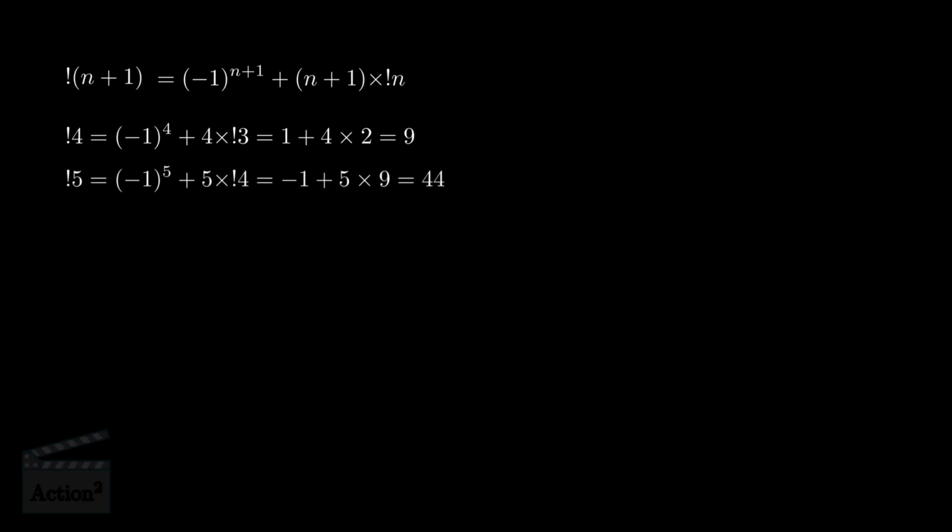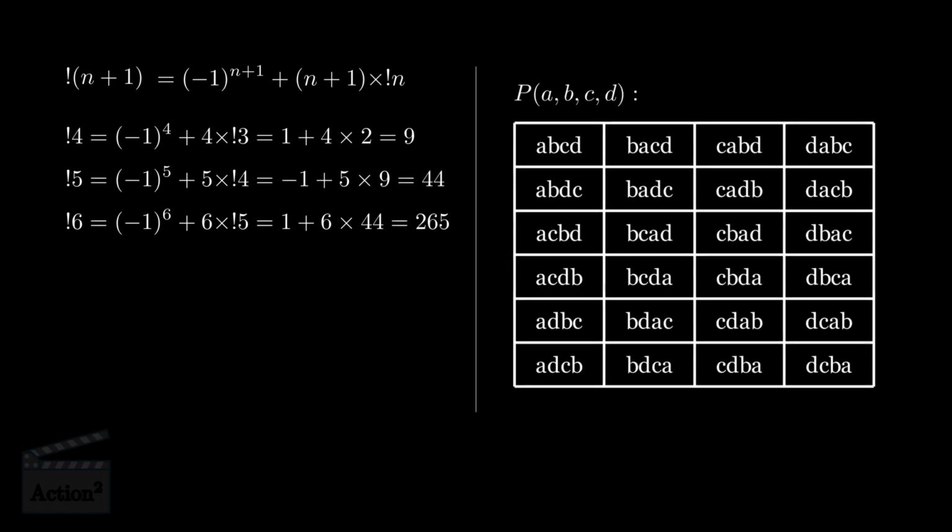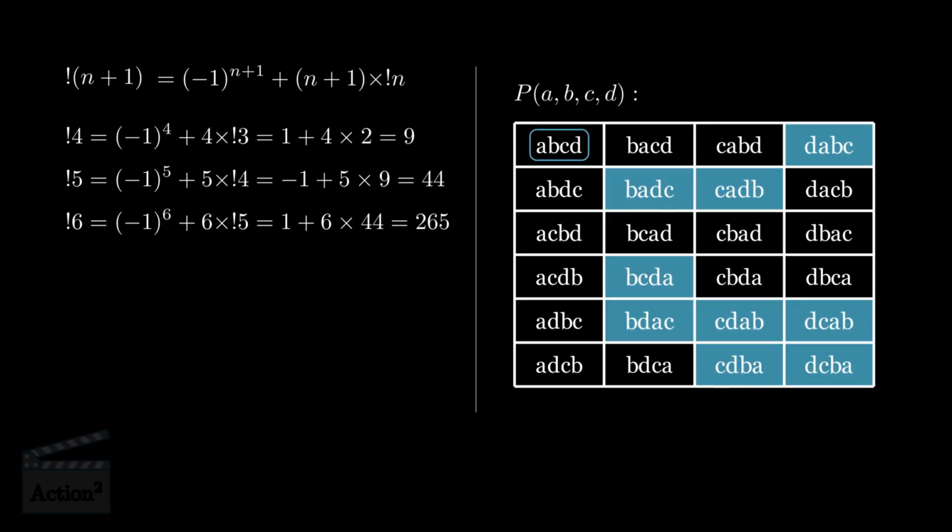5 subfactorial is equal to 44. 6 subfactorial is equal to 265. Back to a set of 4 elements, there are 4 factorial or 24 possible permutations. If the orderly arrangement is ABCD, the 4 subfactorial or 9 related derangements are the cells highlighted in blue in the table.